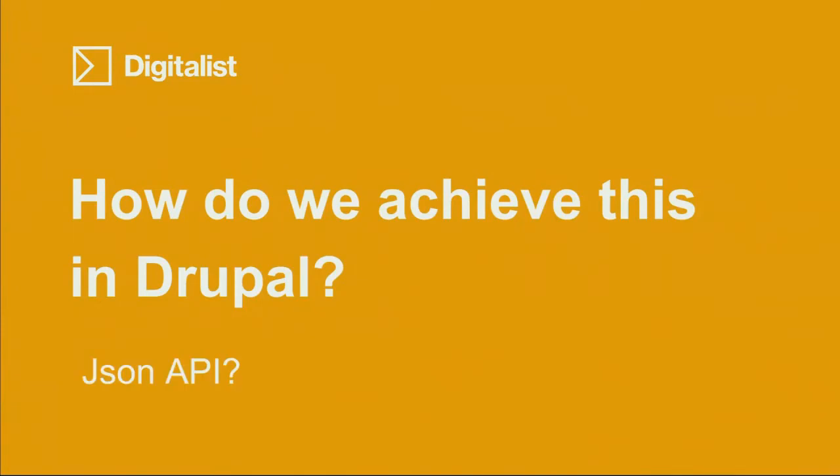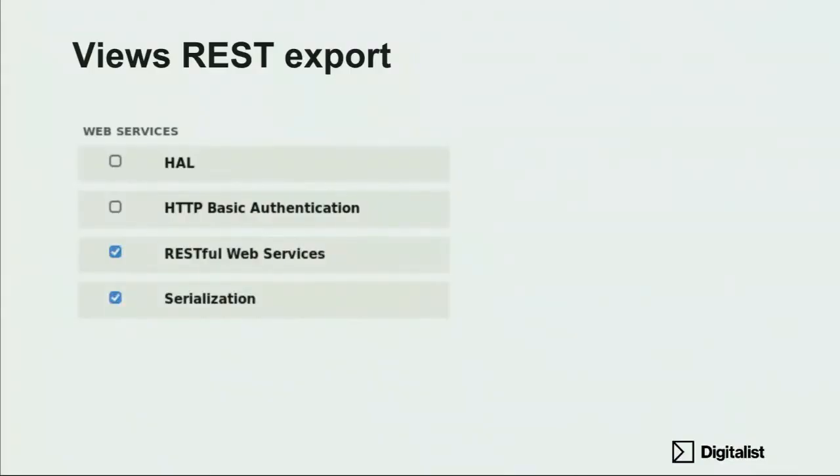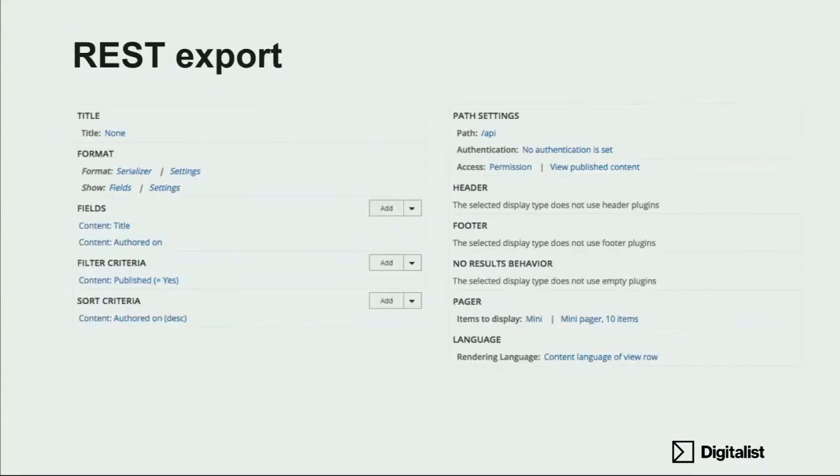There's a lot of talking about JSON API, for example. In our case, we only need it for specific things. So getting an export of everything on the site might be too much. We can always do it custom, just do a custom module and make some kind of export. But we chose to do it with views. So to do that, we just need to enable these two modules, web services and serialization. And it gives us the ability to create normal views as REST export. So this will be an example of that.